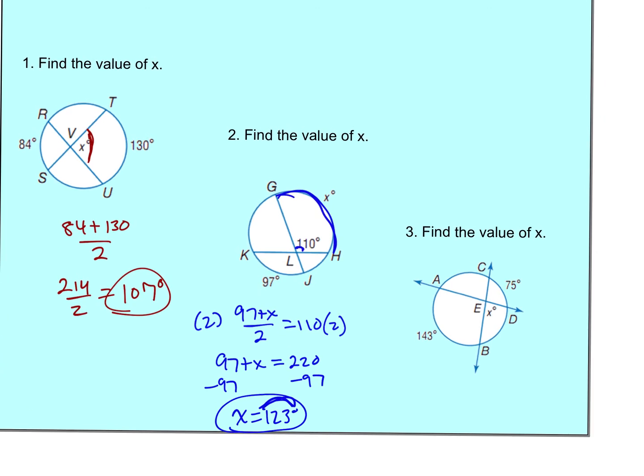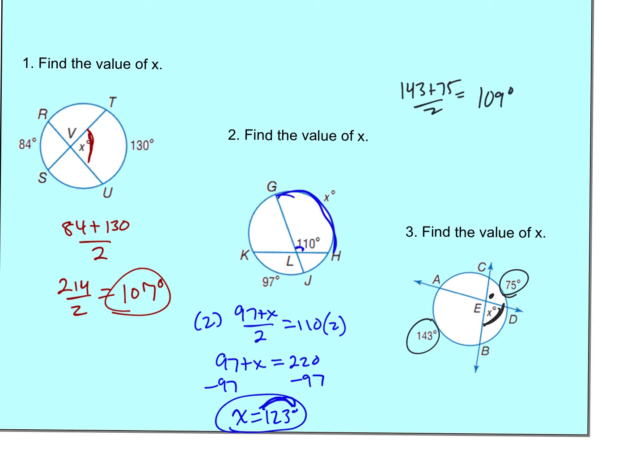Number 3 poses a little bit different challenge in that I'm not looking directly for the angle that's going to be the sum of those two divided by 2. I'm looking for the supplement to it. So I'm still going to do my same steps. 143 plus 75 divided by 2. That's going to give me 109.